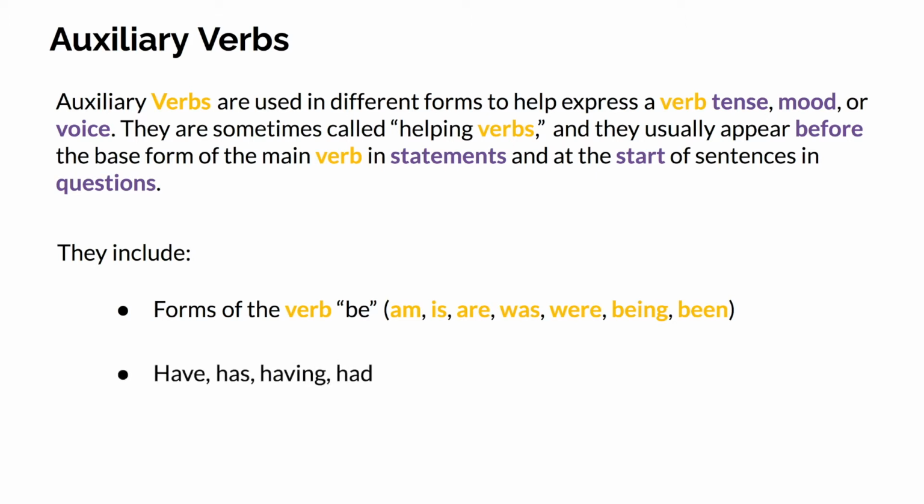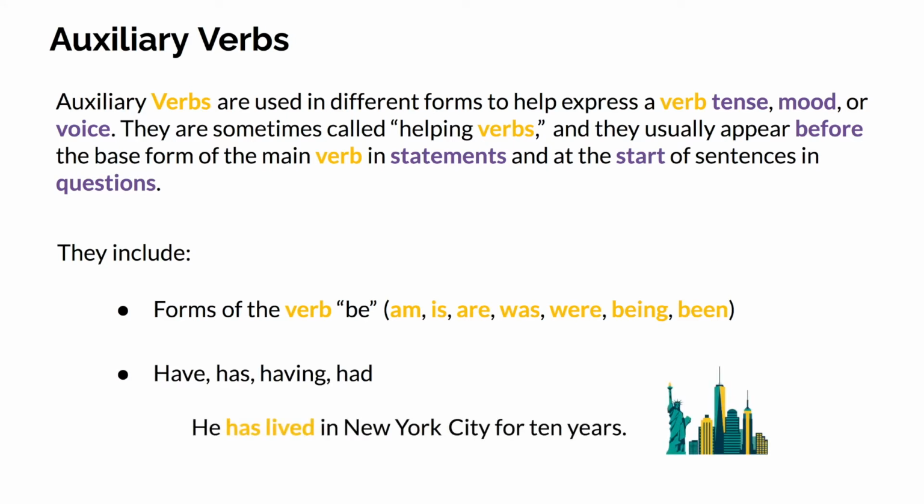Have, has, having, had. For example, he has lived in New York City for 10 years. In this sentence, has is the auxiliary verb and lived is the main verb.